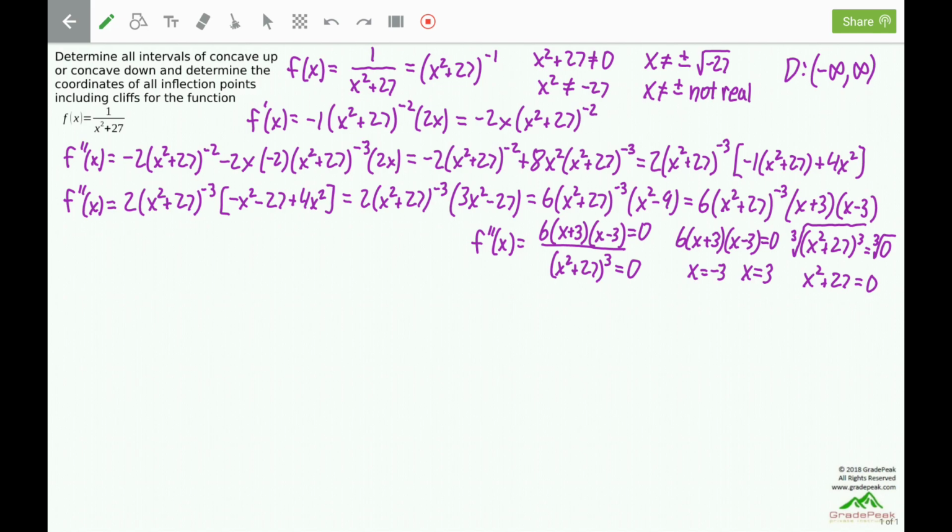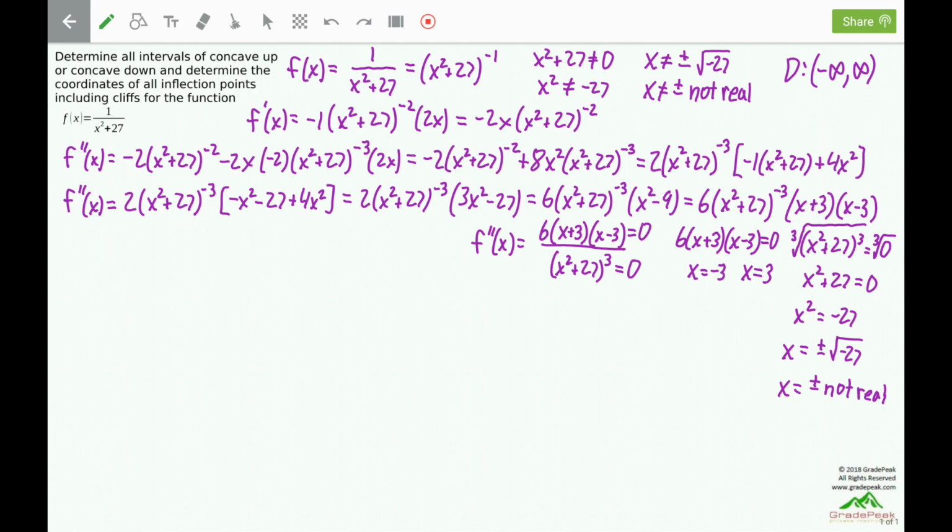We can now subtract 27 from both sides, so x squared equals negative 27, and take the square root of both sides, so x equals plus or minus the square root of negative 27. That is, again, an even root of a negative number, which is plus or minus not a real number.